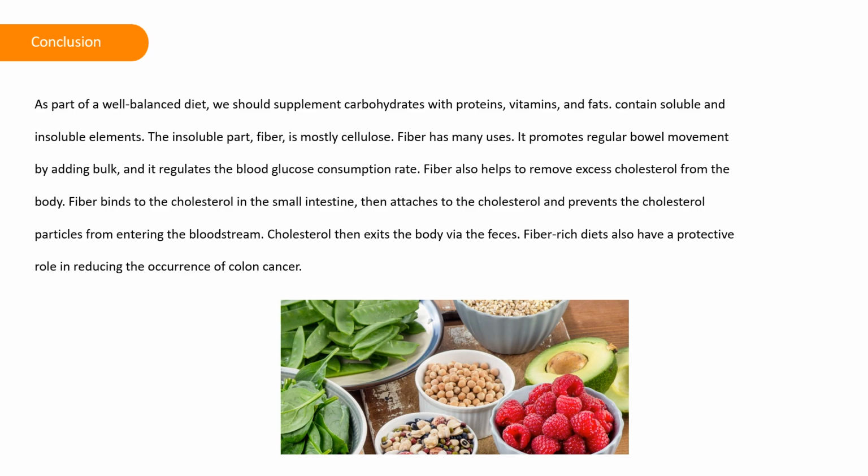Fiber binds to the cholesterol in the small intestine, then attaches to the cholesterol and prevents the cholesterol particles from entering the bloodstream. Cholesterol then exits the body via the feces. Fiber-rich diets also have a protective role in reducing the occurrence of colon cancer. In addition, a meal containing whole grains and vegetables gives a feeling of fullness.